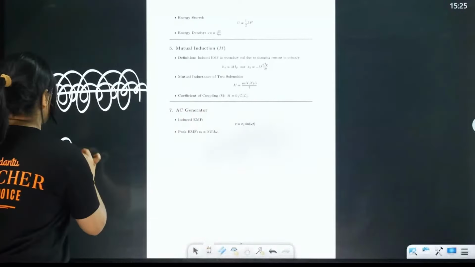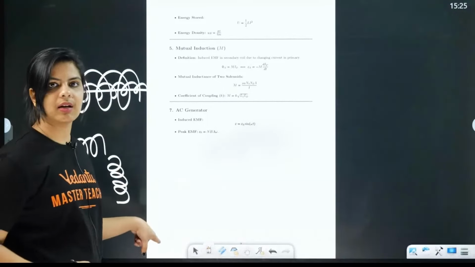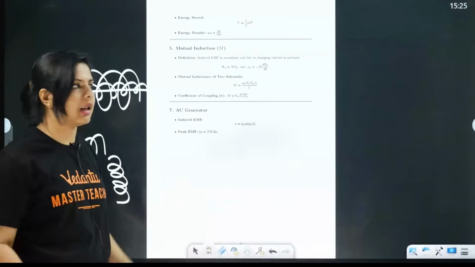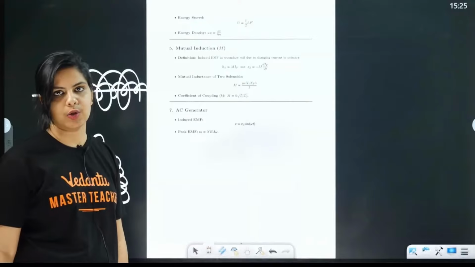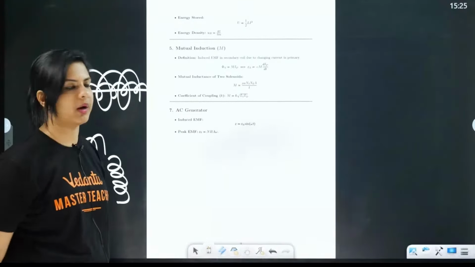But if one solenoid is like this and another one is like this, the field lines will not pass through completely. So that is why we talk about the coefficient of coupling, how it is aligned. The relation is M is equal to k into root of L1 L2. Now if it is coaxial, then we can say the k value is 1.